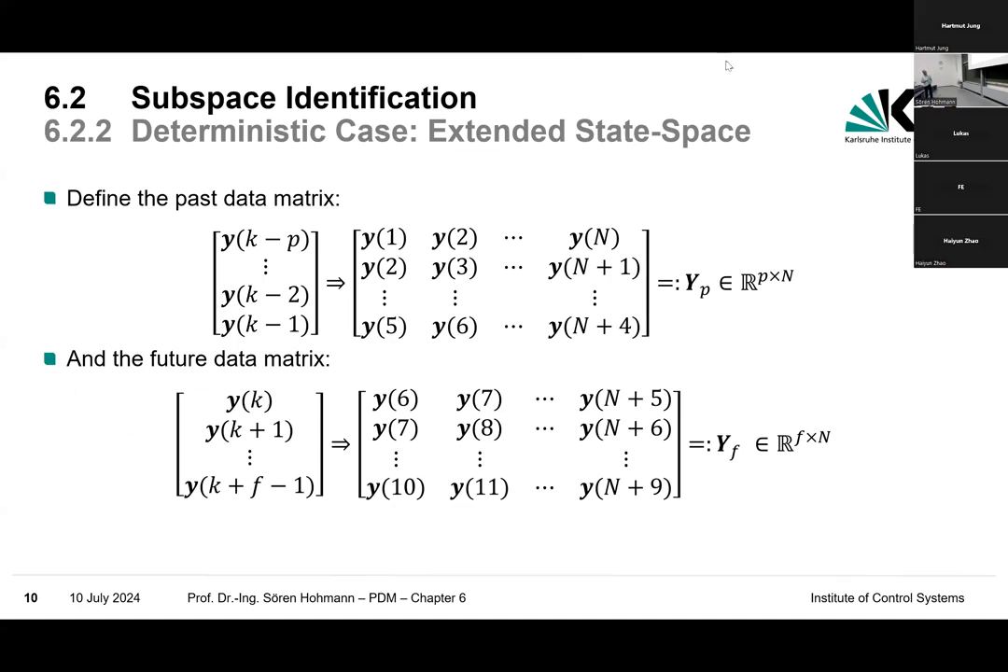Even more, I do the very same with the future matrix, the future data matrix, which we call YF. I stack the very same, starting from K equal to 6, and therefore having Y7, Y10. And I look into the future. Next I look at Y7, 8, 11, etc. So again, I have a huge matrix by rearranging the data.